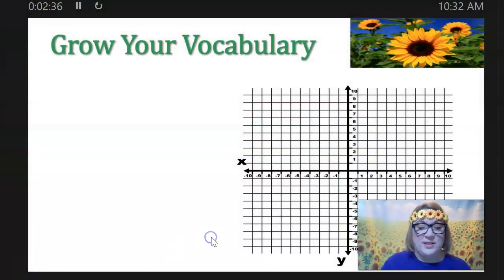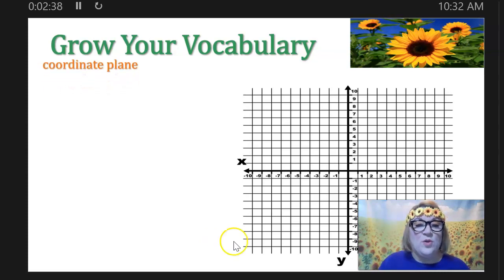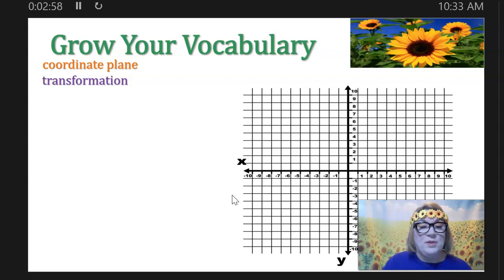Let's go over our vocabulary words that we may see today during the lesson. The first one is a coordinate plane, and that is what you're looking at here, the graph or grid pattern that's divided into 4 quadrants or 4 sections by 2 axis lines with a center point in the middle. A transformation is a process by which we change a shape on a coordinate plane by either changing its location, its orientation, or the size of the shape.